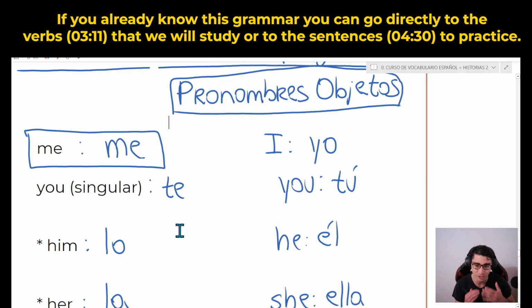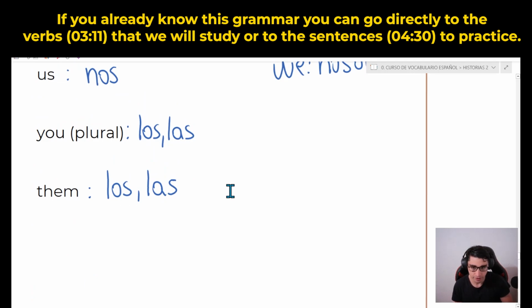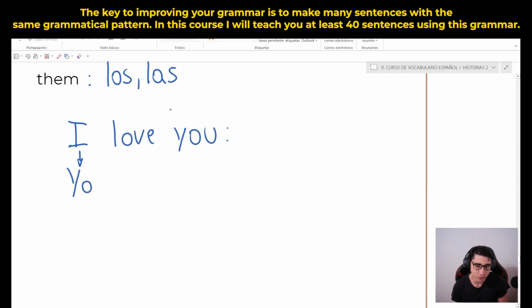I would recommend you to stay here so that you will understand why you have to use them. For instance, I will give you an example here. When you have "I love you," okay? So this is going to be yo, right? But in Spanish, we would say "I, you love." So you're going to say yo te, and then amo. So it's going to be yo te amo.